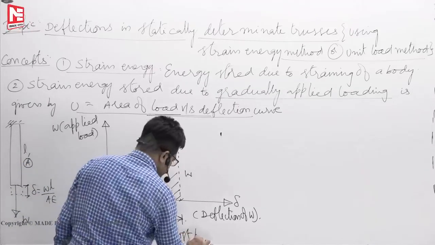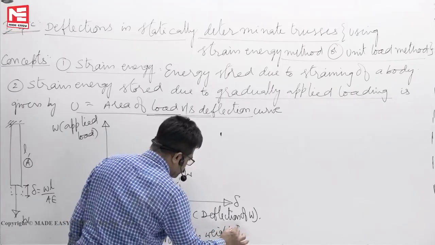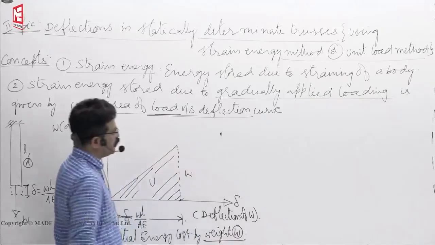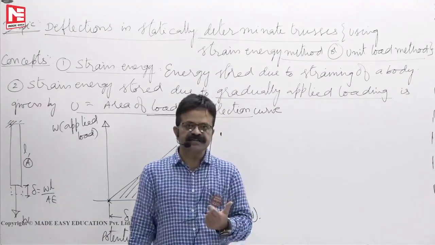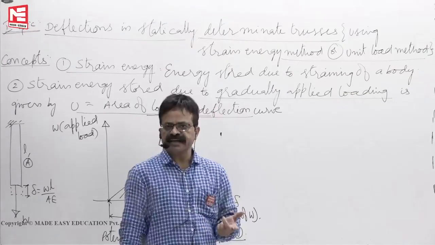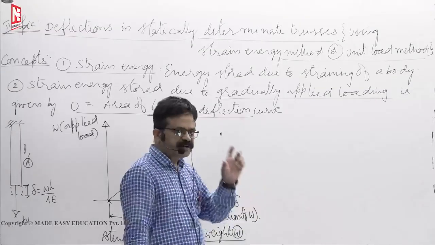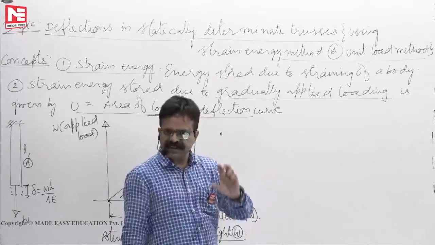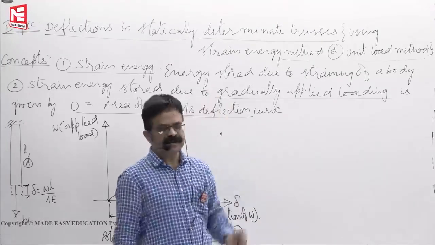Lost by weight W. Whatever potential energy is lost by the weight, who will store it? Energy can neither be destroyed nor created, as you have studied in physics. So potential energy is lost. Whatever potential energy is lost by the weight will be stored in the form of strain energy in the member.